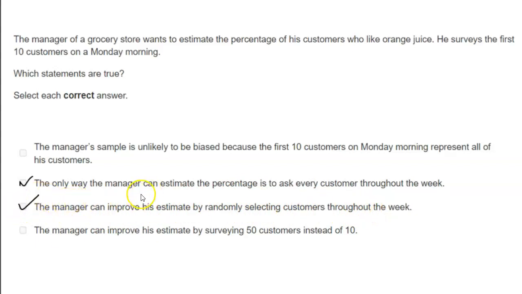This can also occur. So again, we're not being biased to who comes in at night and who comes in in the morning. We're not biased to who shops on Tuesday and who shops on the weekends. We're not biased to anything like that. So this eliminates most of the biases. The manager can improve his estimate by surveying 50 customers instead of 10. Yes, you want more people, that's great, but he still has another bias of that Monday morning. So again, he's not getting a good representation of all of his customers, just the ones on Monday morning.